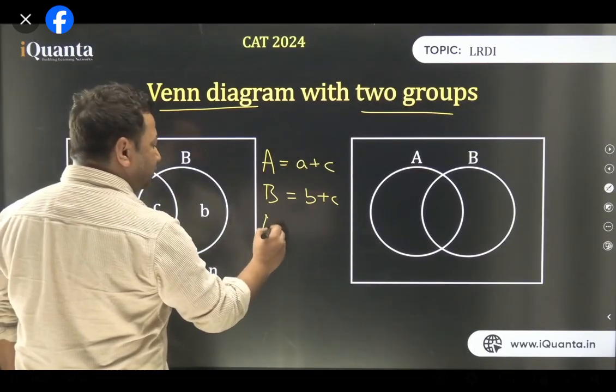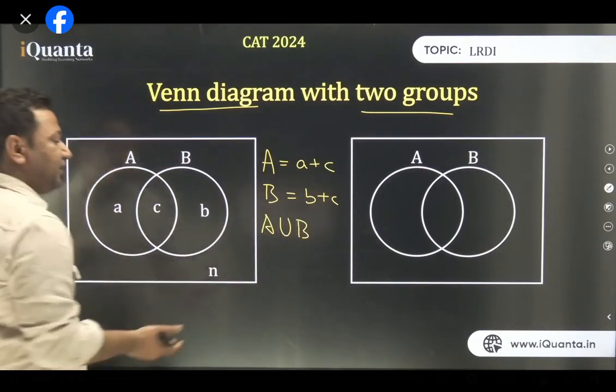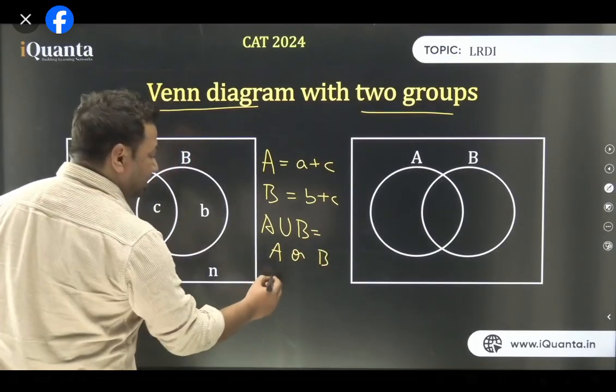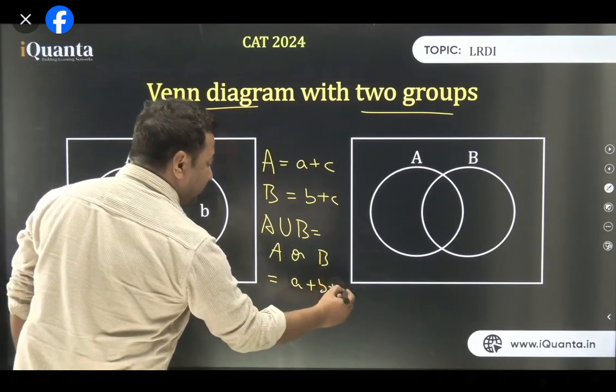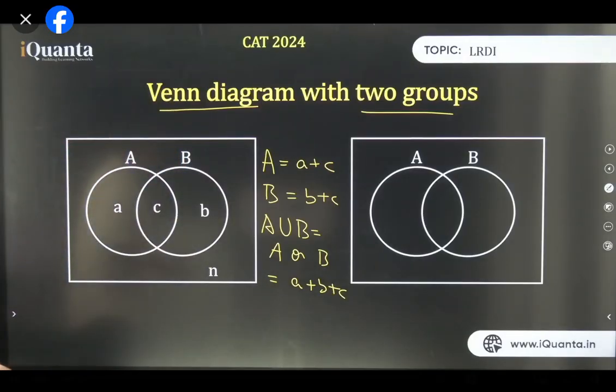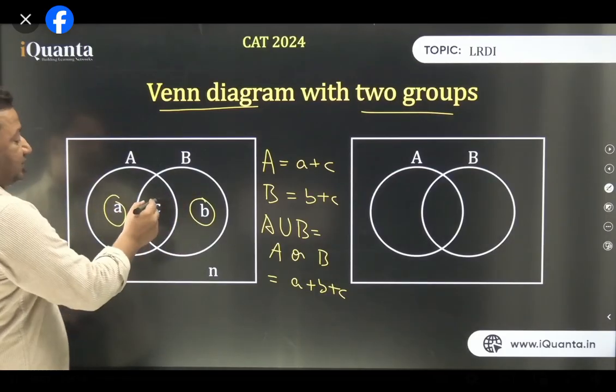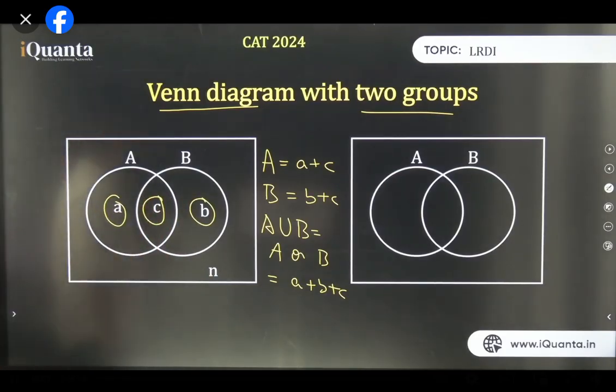If I say who belongs to A union B, when I say A union B, it means A or B. That will be A plus B plus C. So whenever we say union, or, that means the things which are there in set A and set B and also the things that are common, all of them will be taken only once. There will be no repetition at all.